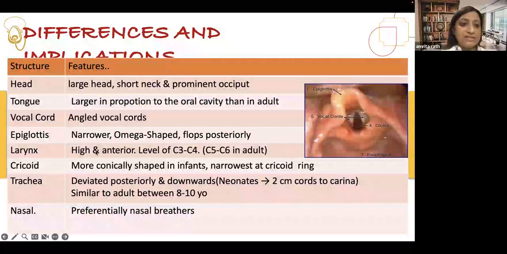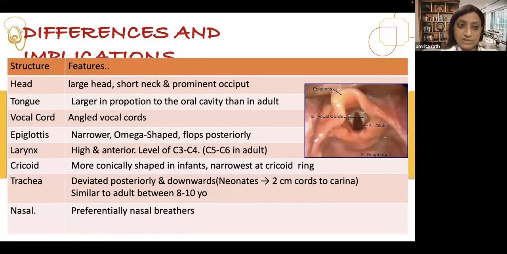Then the larynx. The larynx is anterior and high. The level is C3 to C4 as compared to C5, C6 in adults. This is a question they might ask you: what is the level of the larynx in a pediatric patient as compared to an adult? Then comes the cricoid. The cricoid is conically shaped. Here is a controversy: recent cadaveric studies have found it is not a funnel shape, it's an elliptical shape. So you should know the recent advances as well.